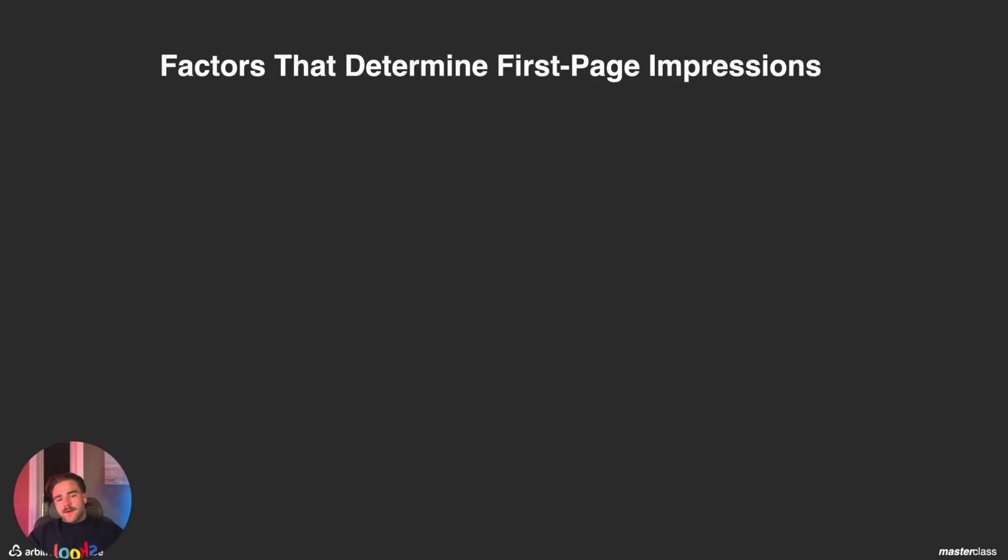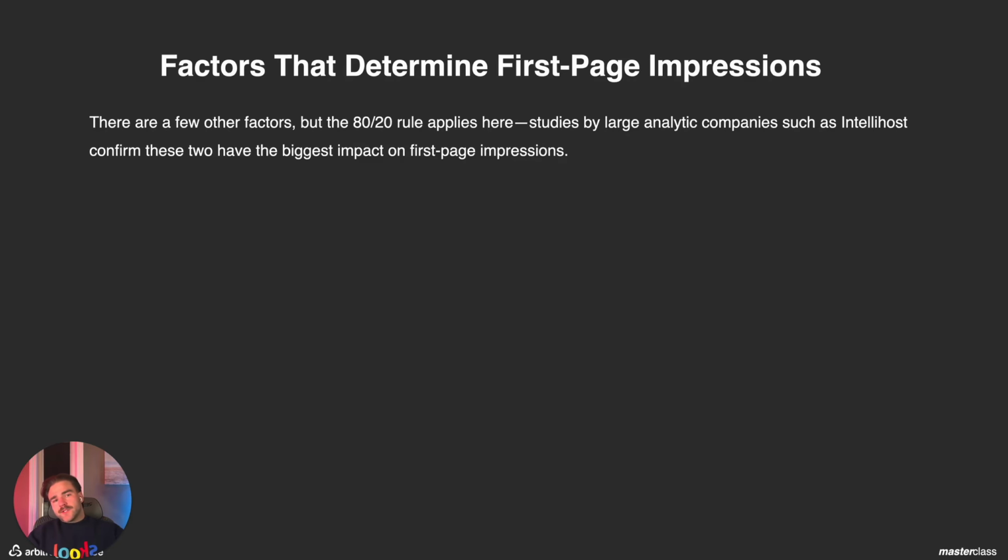That's it, guys. Now, next up is the Airbnb algorithm. You absolutely need to understand the Airbnb algorithm and the SEO if you want to succeed. The first thing we're going to be talking about is factors that determine first page impressions. There is something crazy like 60 or 70% of guests never even make it past the first page. So in terms of ranking and SEO, this is the biggest bang for your buck. There are a few other factors we'll talk about in a second, but the 80-20 rule strongly applies here. Studies by large analytic companies such as IntelliHost confirm these two have the biggest impact on first page impressions.